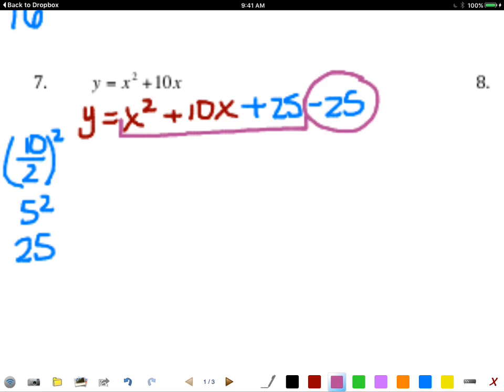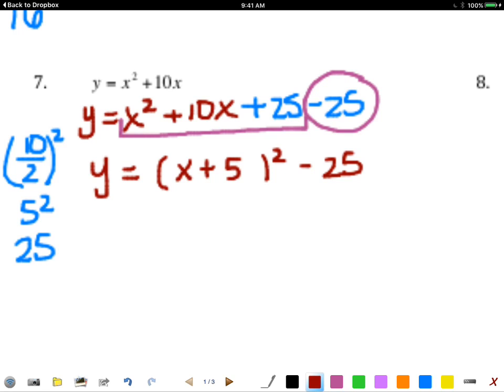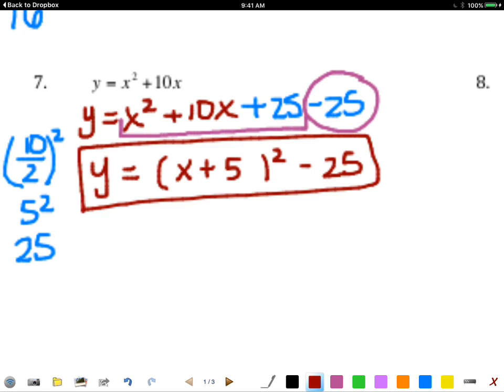You guys see that? Okay, so now we're going to write y equals. We know that this is going to be a perfect square because that's the whole point of doing b divided by 2 squared, so that it comes out to a perfect square. What's going to go in the parentheses? X plus 5 squared, minus 25. There you go. That's easy. Okay, they get a little bit more complicated.